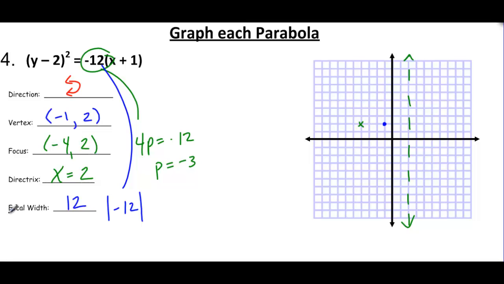So again, I'm going to go to the focus, which is my x here. I'm going to go 12 wide, which is up 6 and down 6. Again, the points are the parts that are actually in my parabola. So now I'm going to try to go through. Remember, you're not drawing this like a V. It should be curved, and they should have arrows on it because they do go on forever.